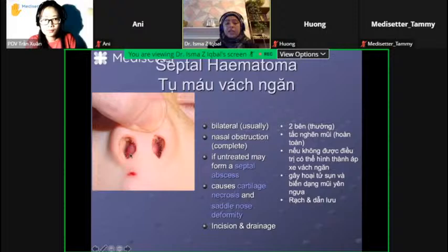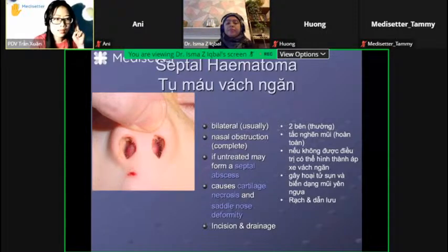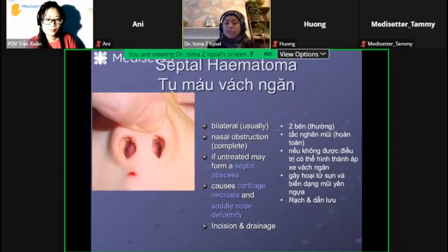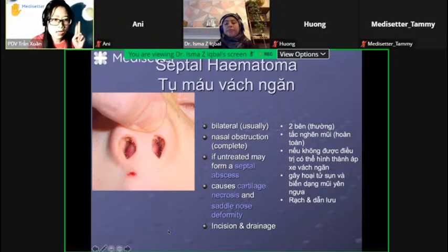And here you can see that the septal mucosa is inflated on either side of the cartilage on the inside of the nose. You must treat this immediately, otherwise the hematoma can form an abscess and it can cause necrosis of the cartilage and lead to a hole inside the nose.